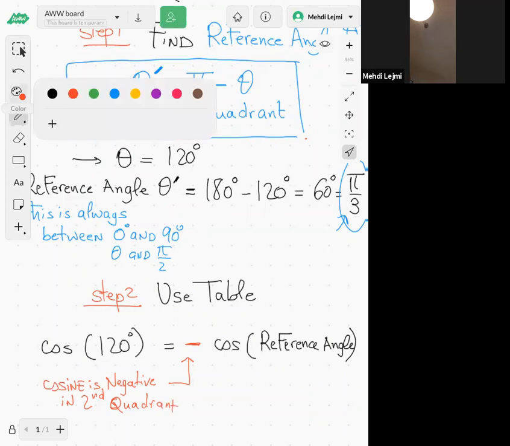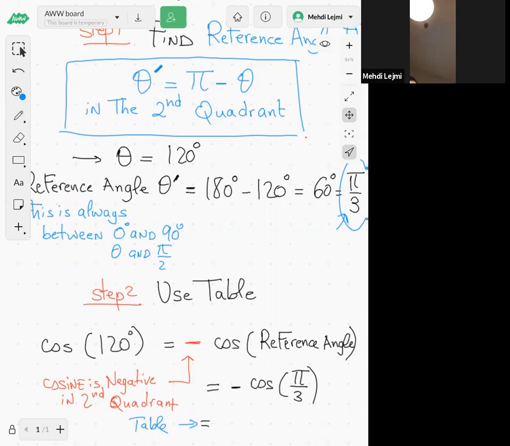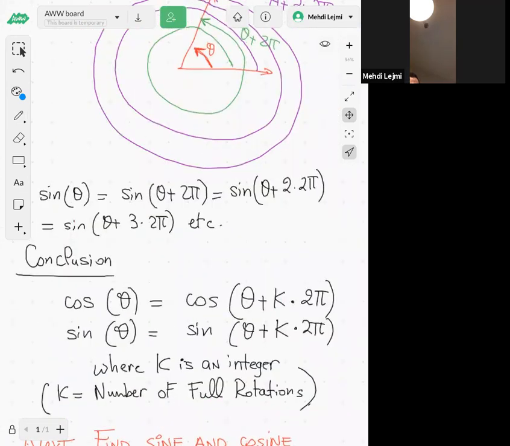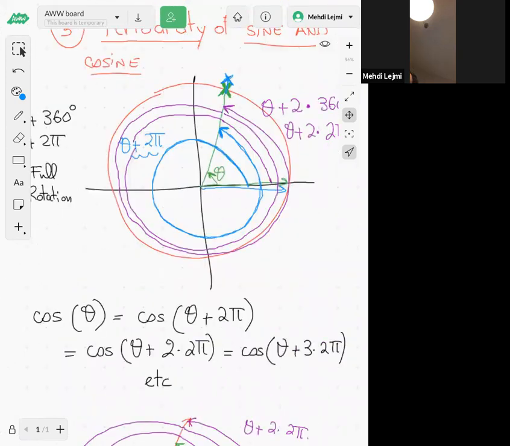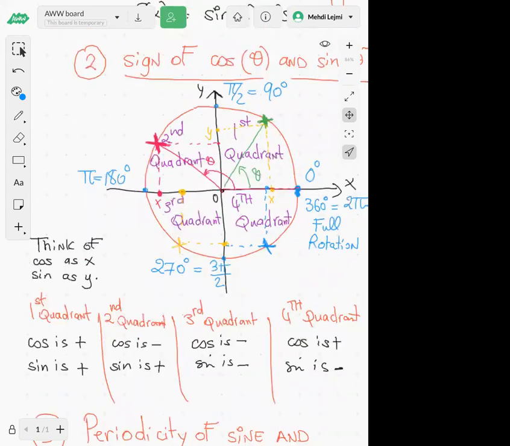So then there'll be minus cosine of the reference angle. We said it's pi over 3. And what's the cosine of pi over 3? Well, here you check the table. We have this table with the cosine and sine for angles between 0 and 90 degrees. So if you check cosine of pi over 3, or cosine of 60, it's 1/2. Yes, absolutely. Let me just show you guys.